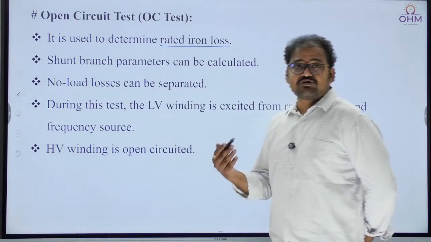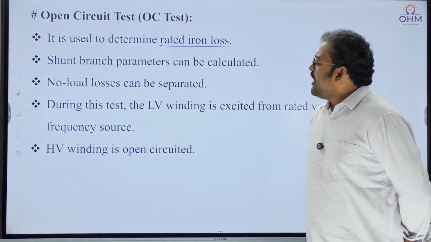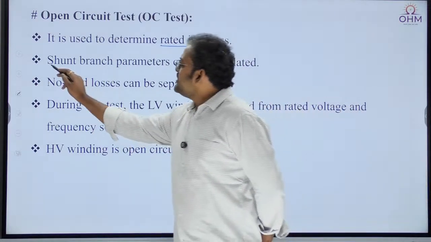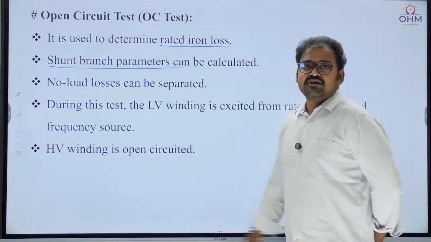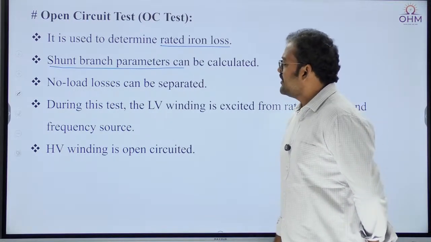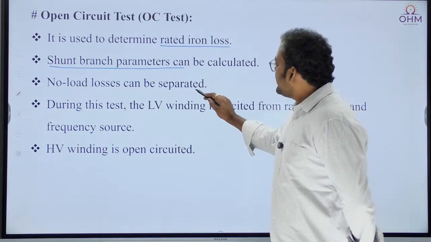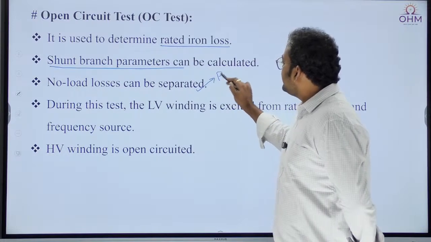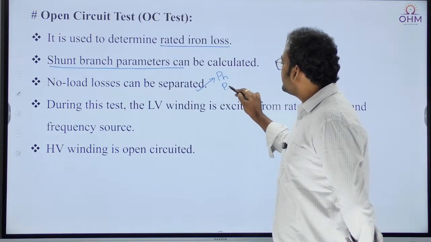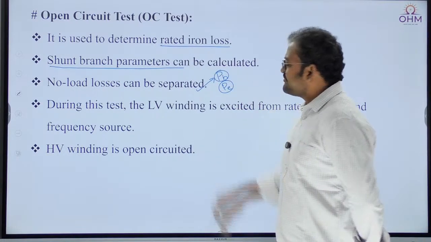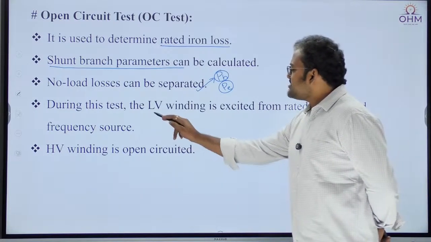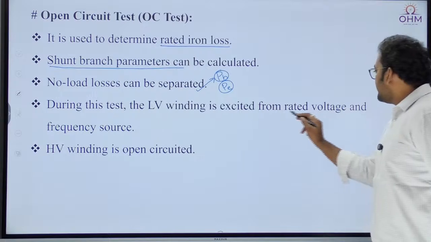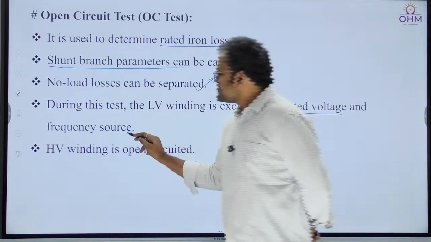Okay, iron loss means constant loss. Also, we can find out shunt branch parameters using this particular test. We cannot find series branch parameters. Okay, and also we can separate no load losses. That means we can separate hysteresis loss and eddy current loss. Okay, both of them. Next, during this test, low voltage winding is excited from rated voltage and frequency source.